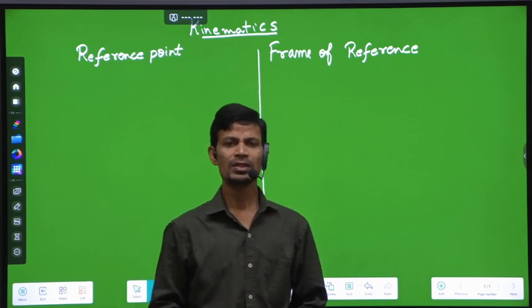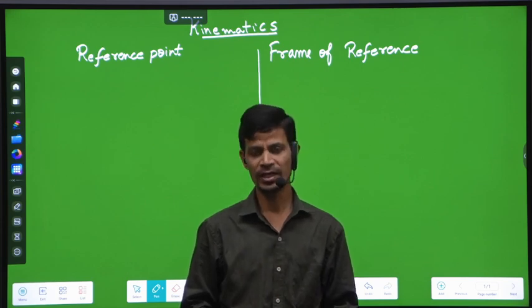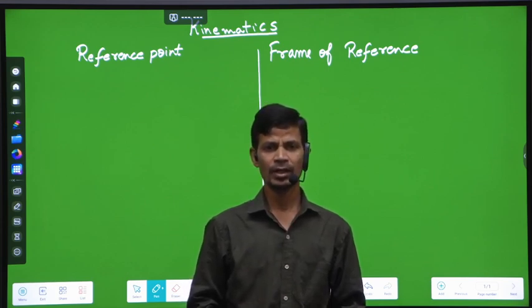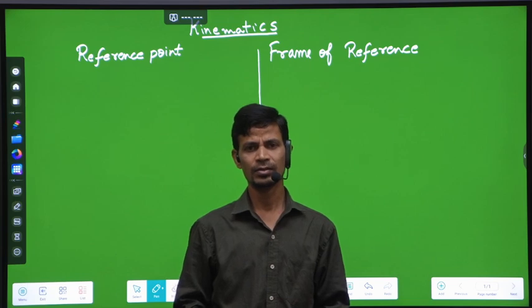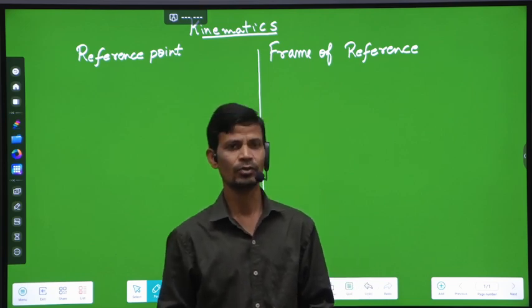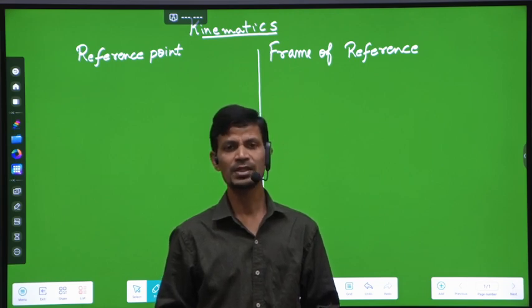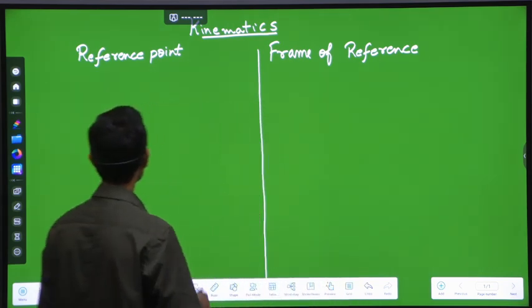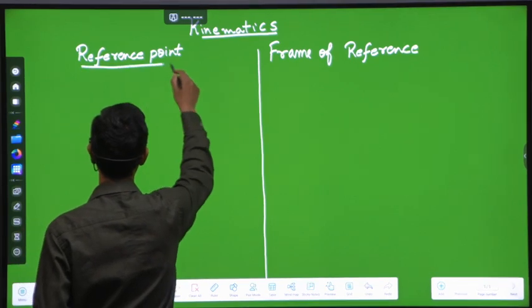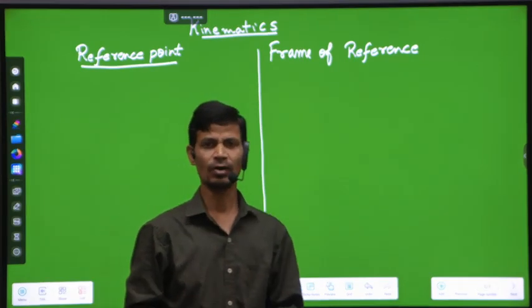So, in order to start the discussion, let me tell you about state of rest and state of motion. And for that, we require an object, the motion of which we are going to study. But most importantly, we require a reference point with respect to which motion is being observed. So the point is called reference point with respect to which motion is observed.